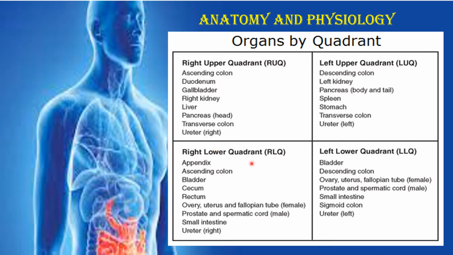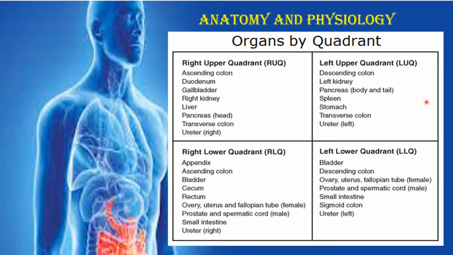On the right lower quadrant, you have the appendix, the ascending colon, the bladder, the cecum, the rectum, the ovary, uterus, the fallopian tube for female. For male, you have prostate and the spermatic cord, the small intestine, and the right ureter.